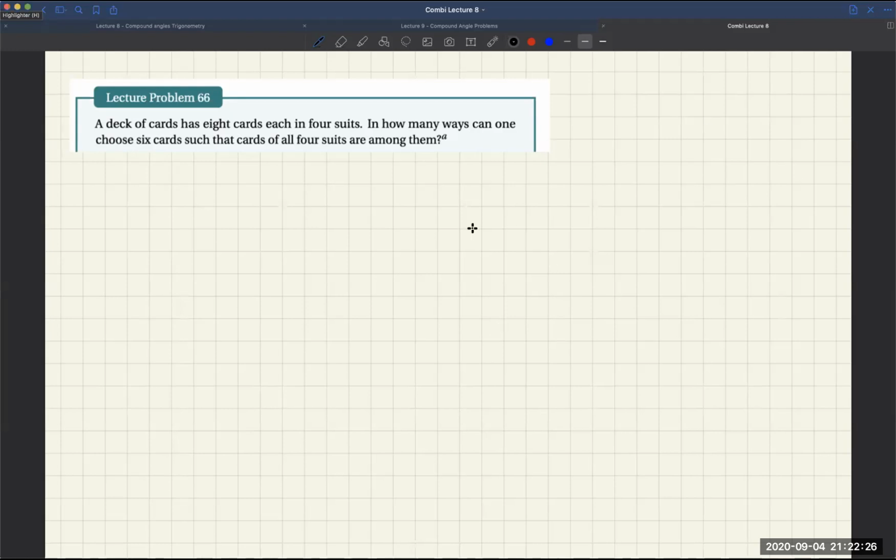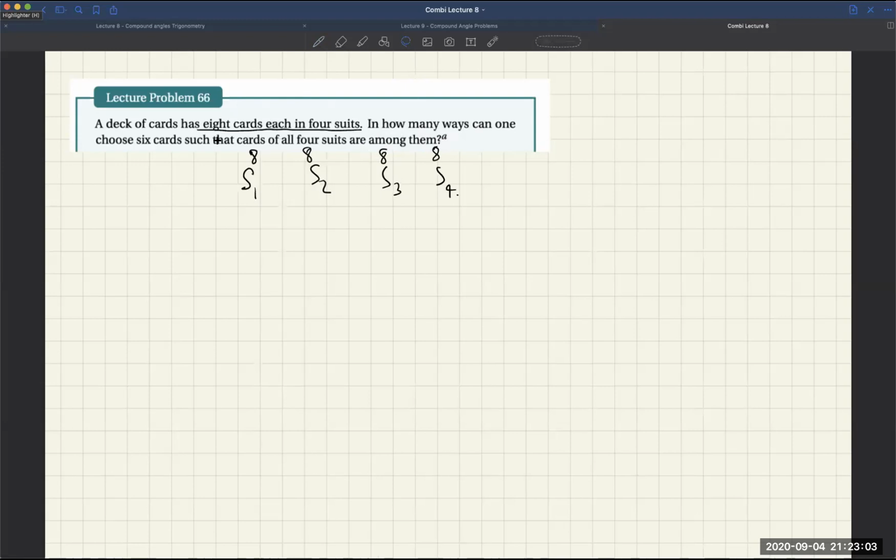Have you got it? Have you understood the problem? There are 4 suits: S1, S2, S3 and S4. Like spade, heart and so on, diamond. There are 4 suits and there are 8 cards of each suit. So we have at our disposal 8 cards of each suit. That is what they have said, 8 cards each in 4 suits. In how many ways can we choose 6 cards such that cards of all 4 suits are among them?